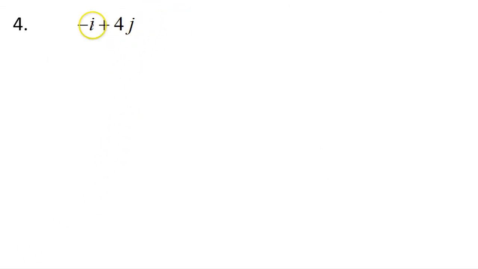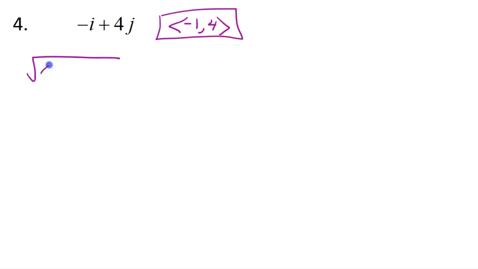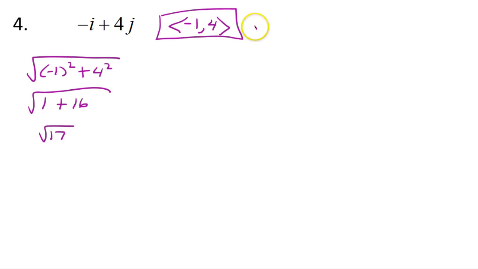Number 4, the component form. This is like a -1. So the component form will be -1, comma 4. Now for the magnitude, we will do the square root of -1 squared plus 4 squared. That's the square root of 1 plus 16. That is the square root of 17. So that's the magnitude.